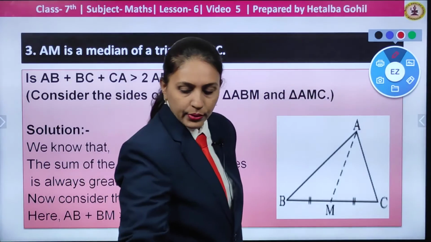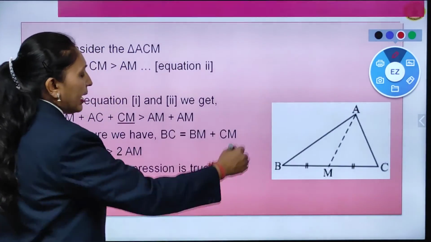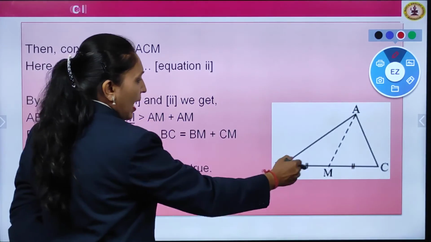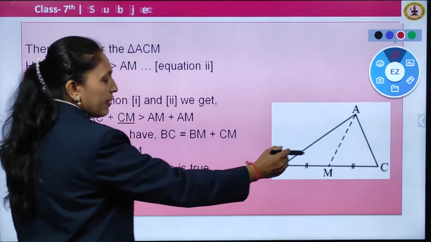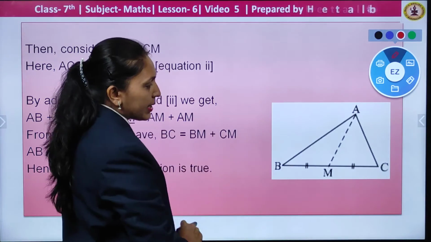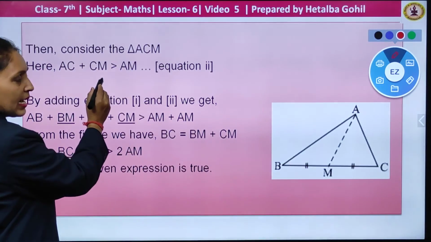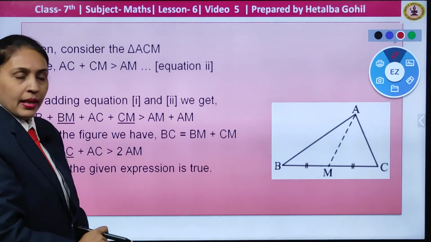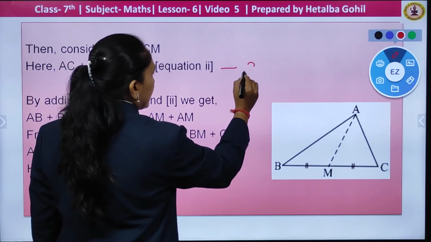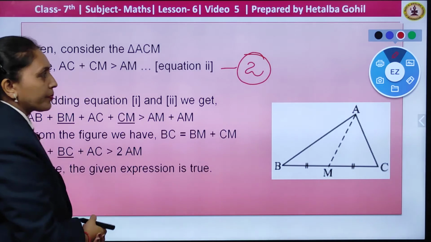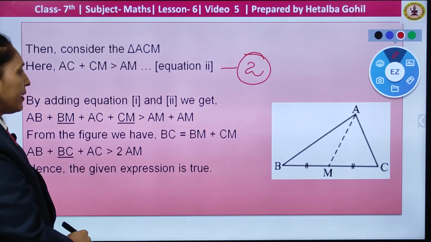The next triangle we have to take now. Now taking another triangle, that is AMC. Here, children, again we will compare AM with the remaining two sides AC and CM. So according to that, AC plus CM is greater than AM. That is the condition number 2. Okay, first condition we had done there.